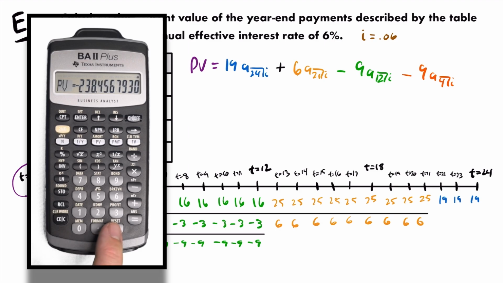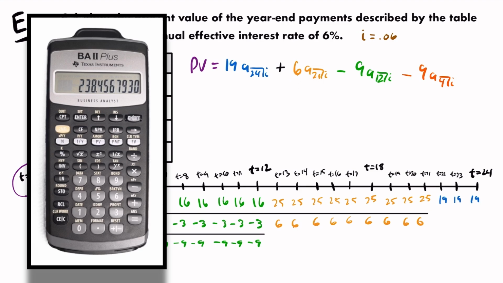I'm just going to make it positive by hitting the plus or minus button, and then I'm going to store that in my calculator and bring it out later after I calculate these other annuities. So I'm going to hit store in the 1 button. We'll come back to that. Now let's move on to our next annuity.